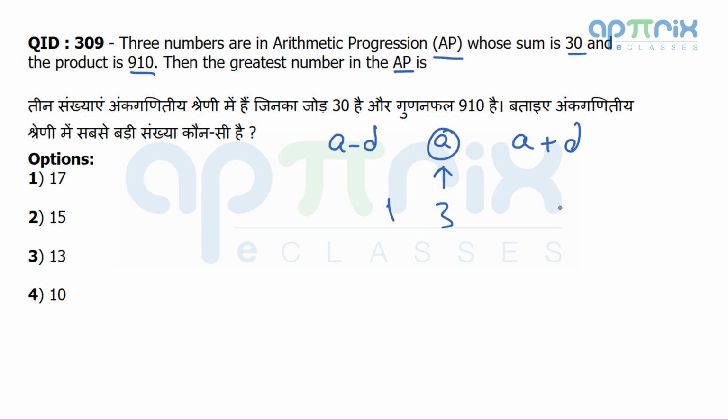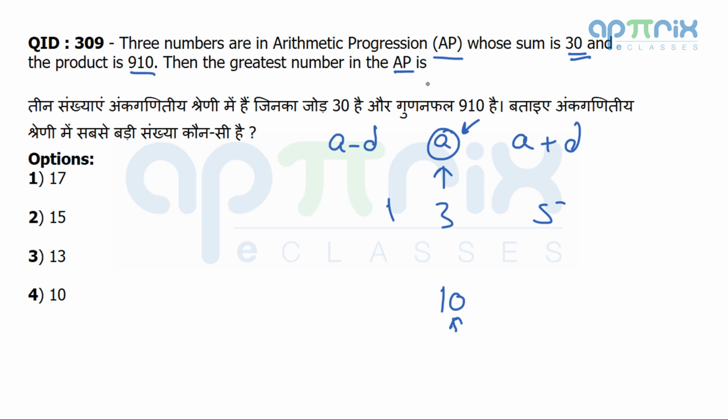You take 1, 3, 5, or you take 1, 2, 3, whatever you want. 3 numbers, middle number is the average. So here it is given that the sum of the AP is 30. If the sum of any AP is 30, we know that the average will be equal to 10, and that average is the middle number. So clearly what you can do first is, when the sum of the AP is given to be 30, I will write that the middle number will be 10, 30 by 3, the average.